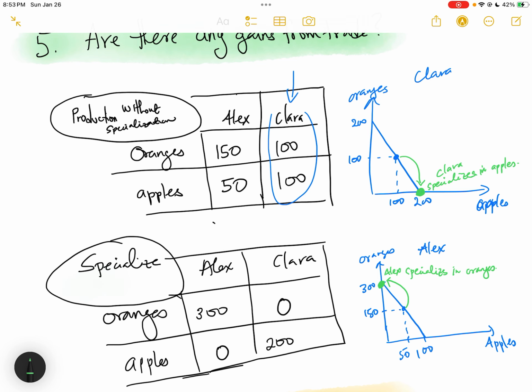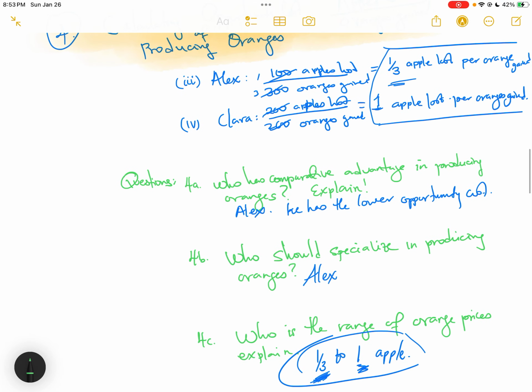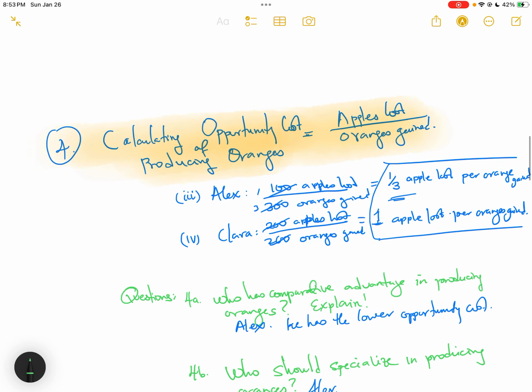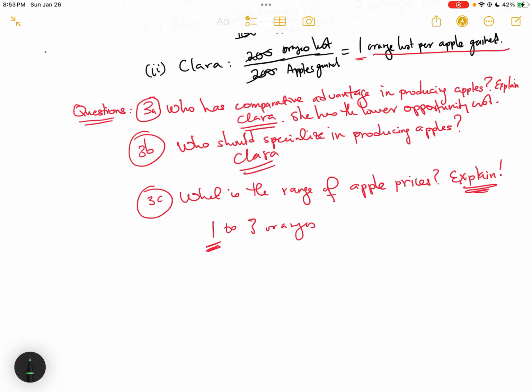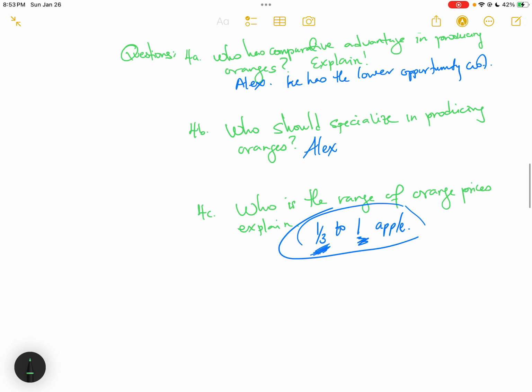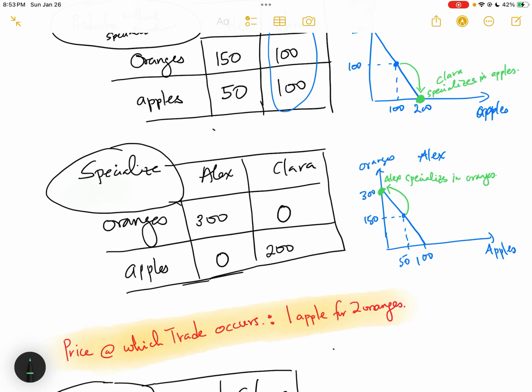Now to trade, we need a price. And up here, we calculated a range of prices: 1/3 to an apple for the orange prices, and 1 to 3 oranges for the apple prices. Okay, so I wrote out this price, which is falling in the range: an apple for 2 oranges.